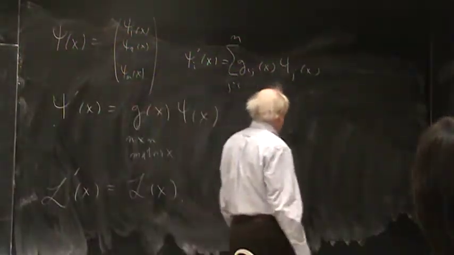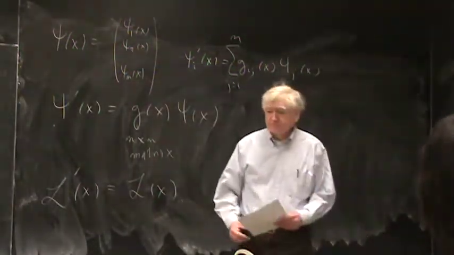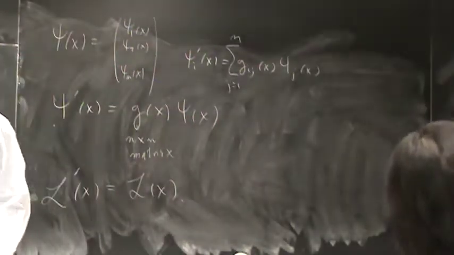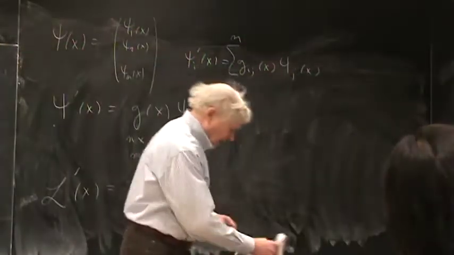We saw the g_ij's are some representation of the group element on this space that the fields live in? Right.